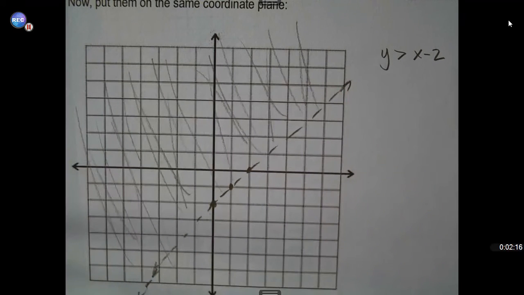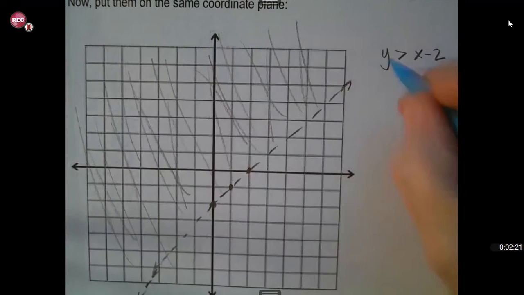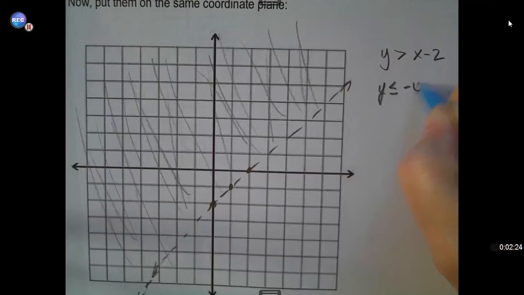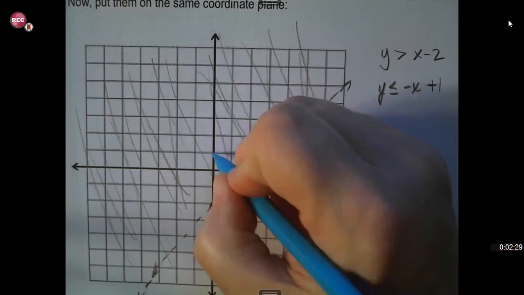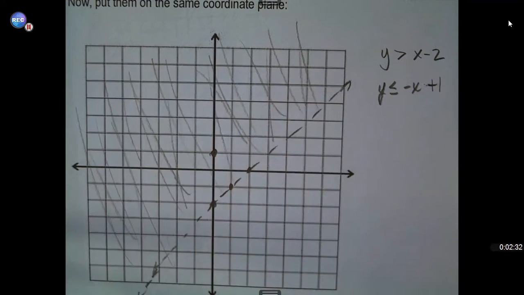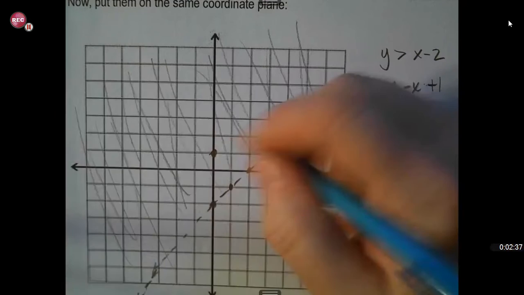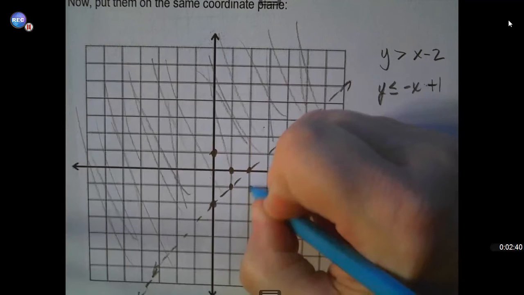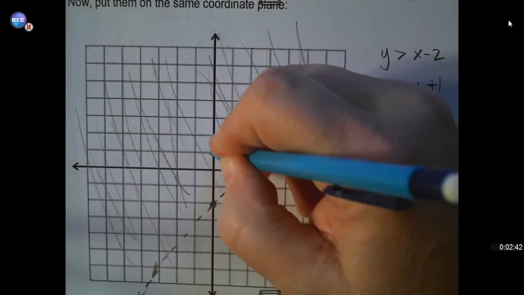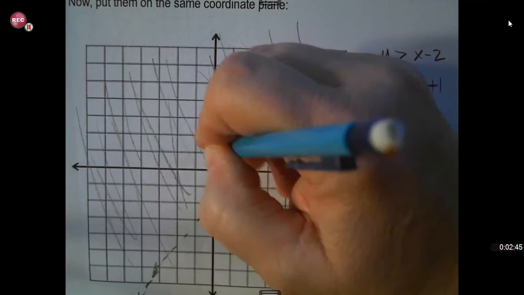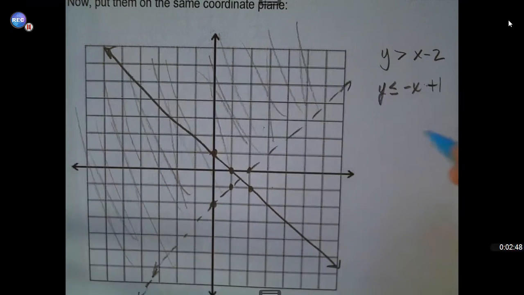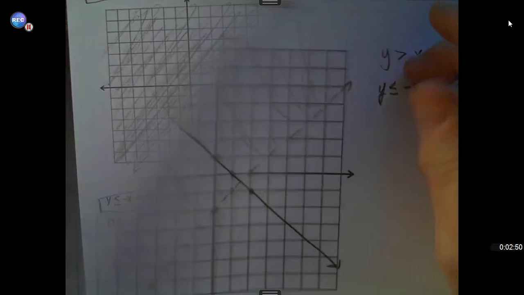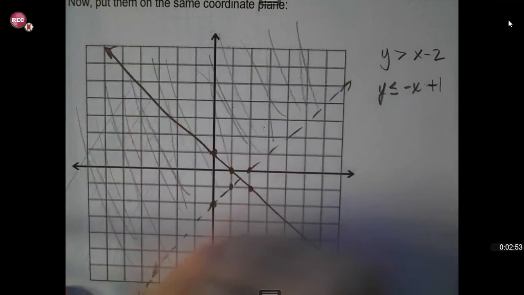Very non-straight line. And then our other equation was y is less than or equal to minus x plus 1. So we started here at +1. The slope was negative, so we rose 1, ran -1. And we could do that again. And this one is a solid line. And 0 is less than 1, so we shaded this one this way.